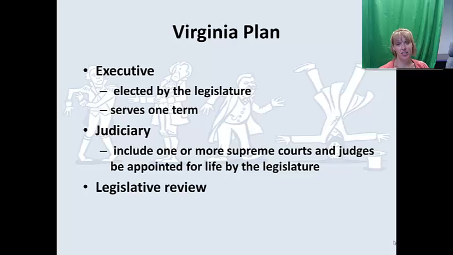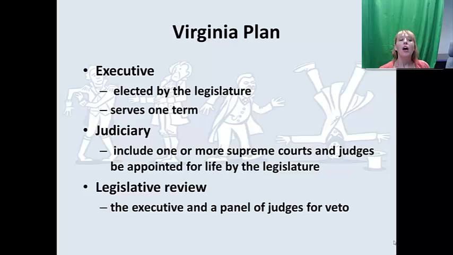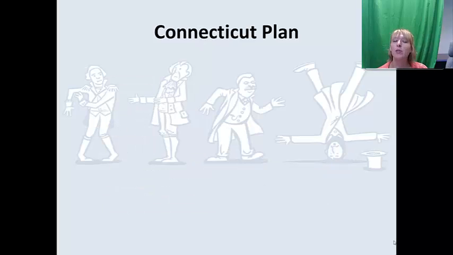One other thing the Virginia plan had that we didn't see in the New Jersey plan is this idea of legislative review. So while the legislature gets to appoint the executive, there is this process of legislative review where the executive and the judges appointed by the legislature could then review laws passed by the legislative body. Now, there were reasons why this didn't work well, neither of these plans, for everyone.